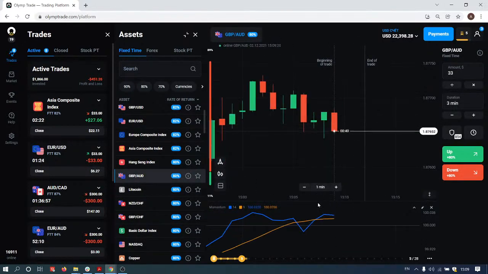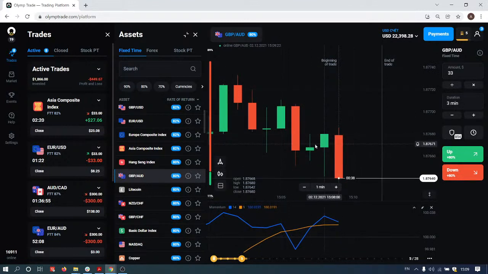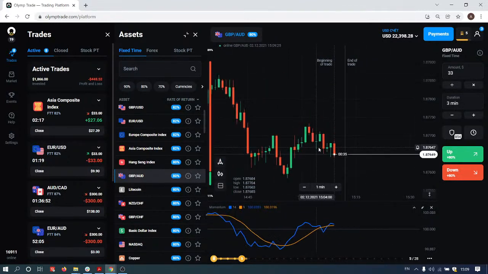Okay, GBP AUD, nice. Okay, 1, 2, so kind of a little bit too late for this trade.